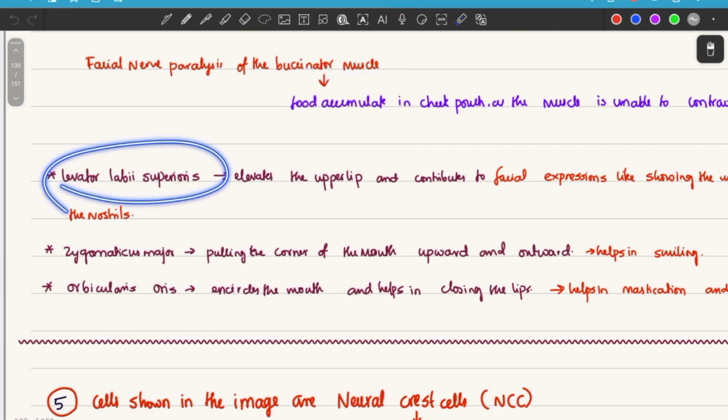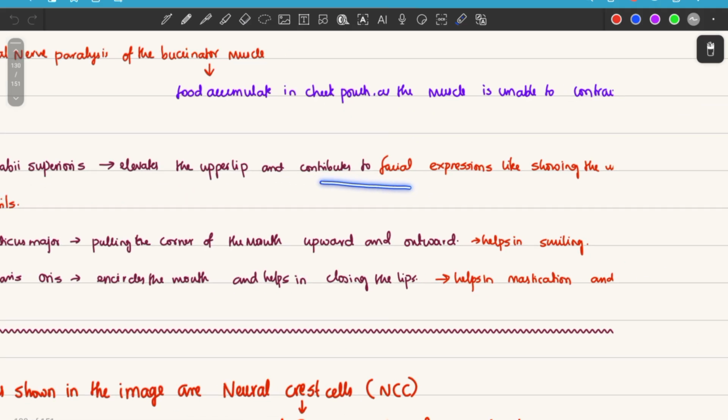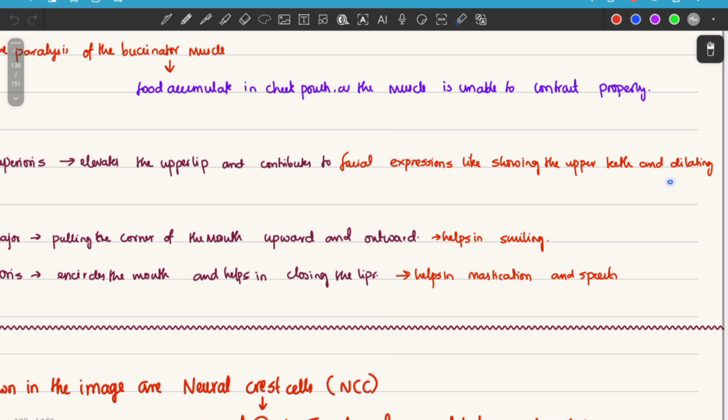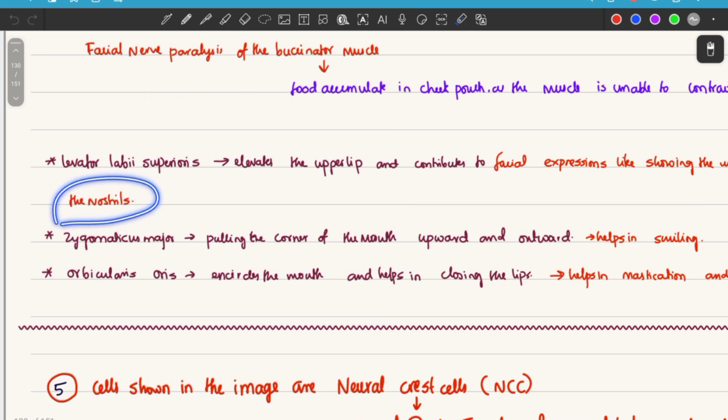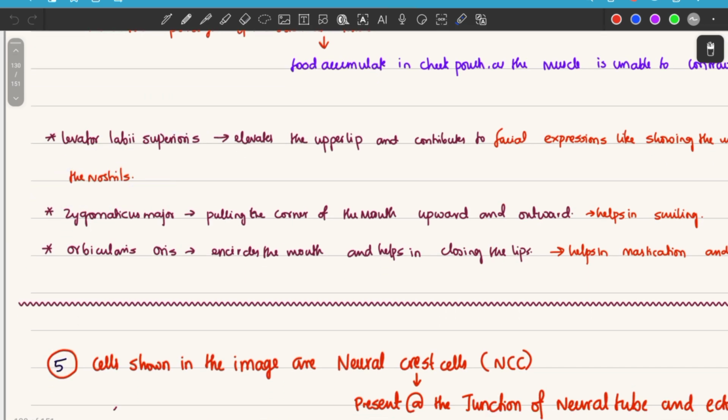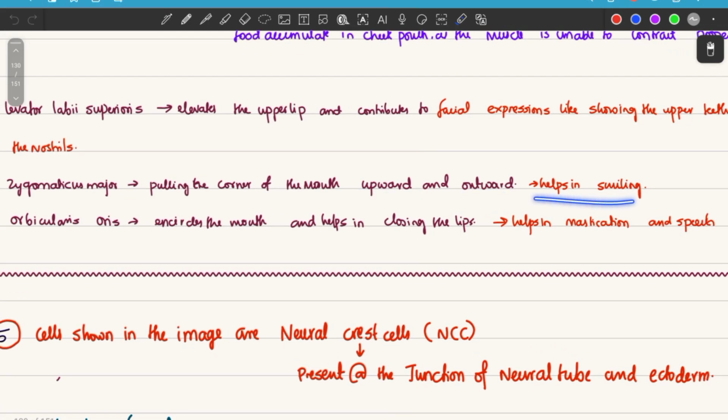The levator labii superioris elevates the upper lip and contributes to facial expression, showing the teeth and dilating the nostrils. Okay, whereas zygomaticus major pulls the corner of the mouth upward and outward and helps in smiling.